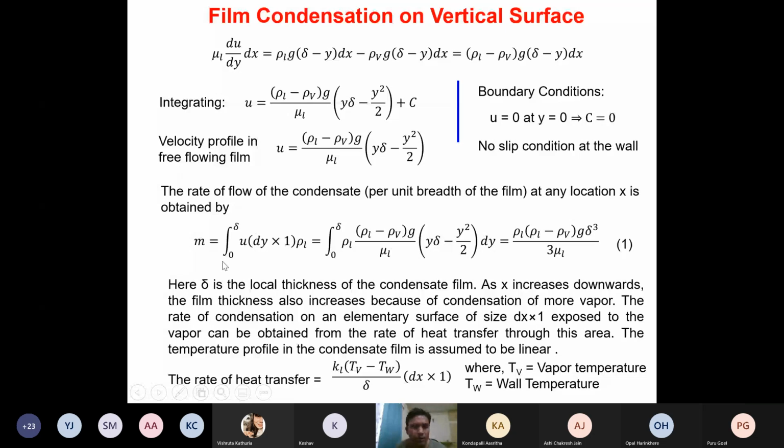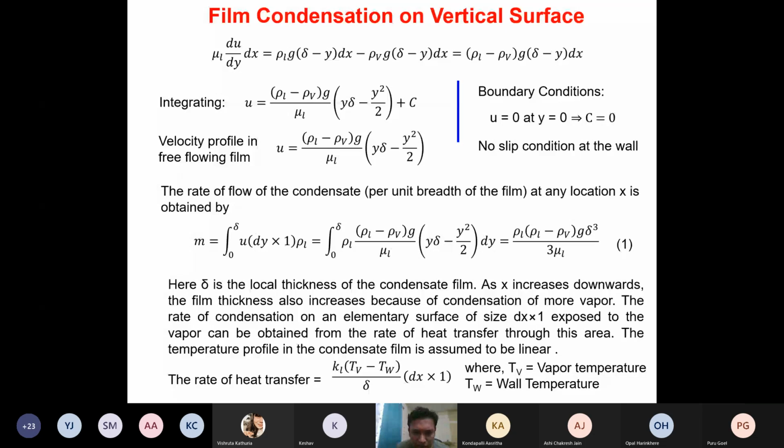The rate of condensation on the elementary surface of psi into 1 exposed to the vapor can be obtained from the rate of heat transfer through this area. The temperature profile in the condensate film is assumed to be linear. Clearly, on this particular element, maybe I just go back here. On this particular element, the amount of heat transfer is taking place from what?